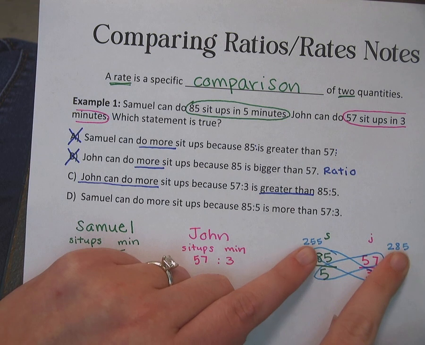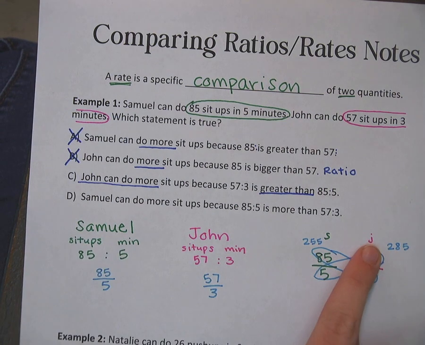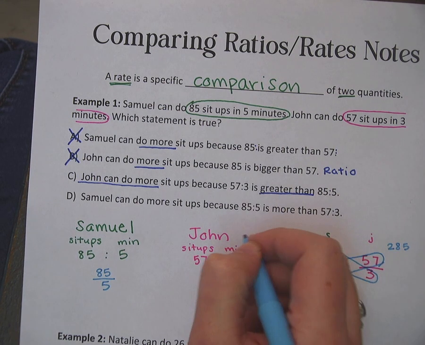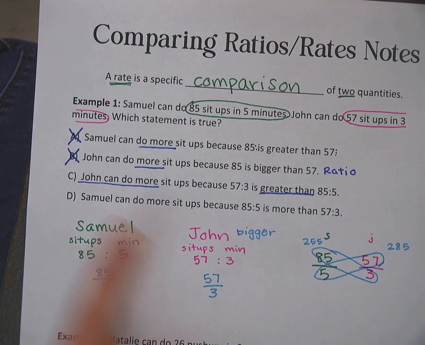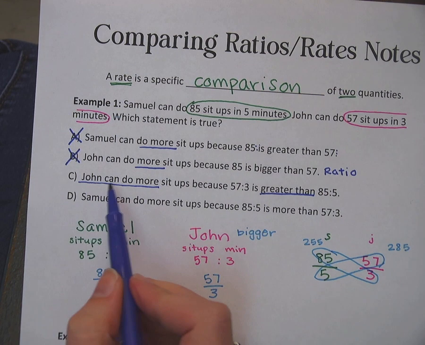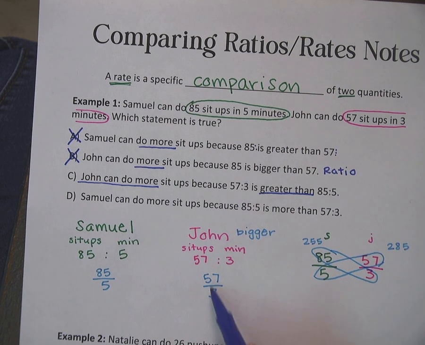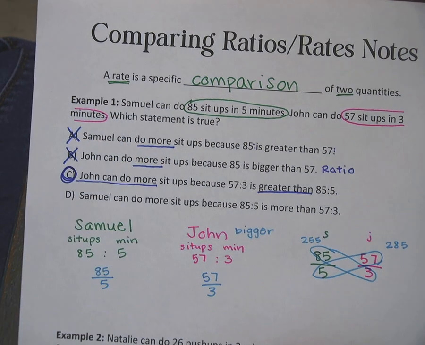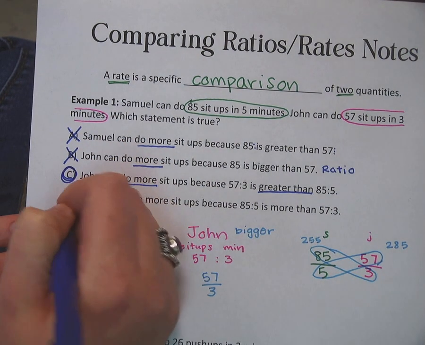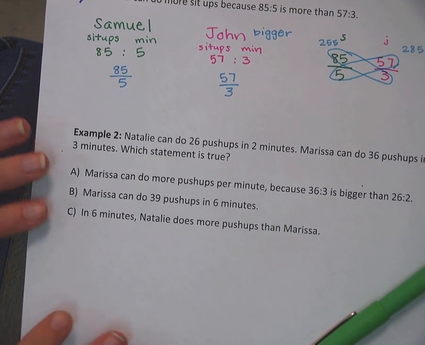So which of these is bigger? 285, so that means John can do more sit-ups. So John is bigger. He can do more sit-ups. So let's go back and make sure it says it correctly. John can do more sit-ups. We just said that because his ratio, 57:3, is greater than 85:5. So C is my answer. So D is bad.